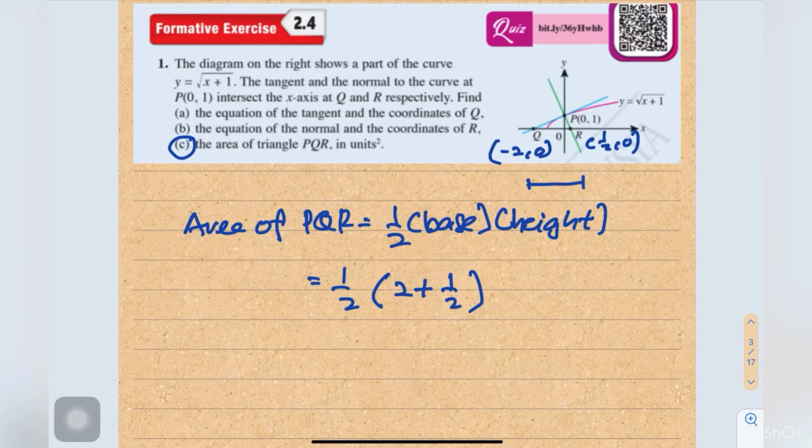Okay, height is OP, or point OP. The height is 1. This one we get 5/4 unit squared.